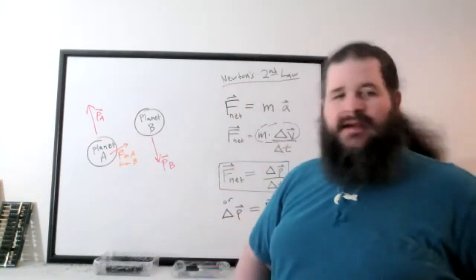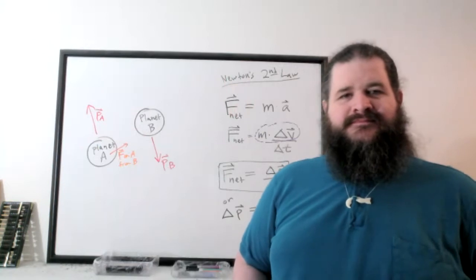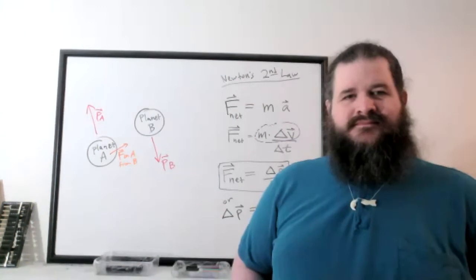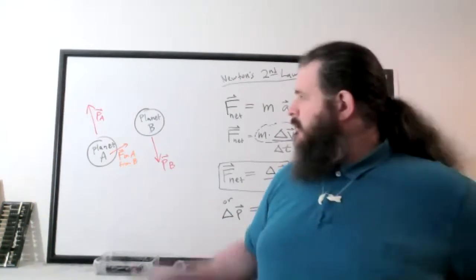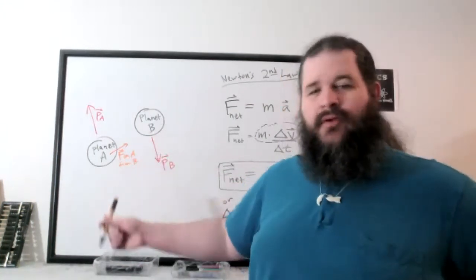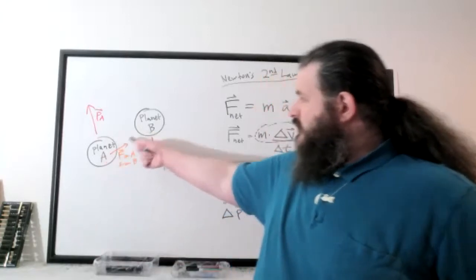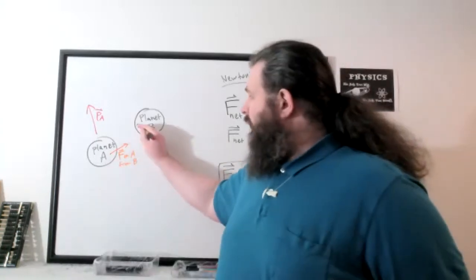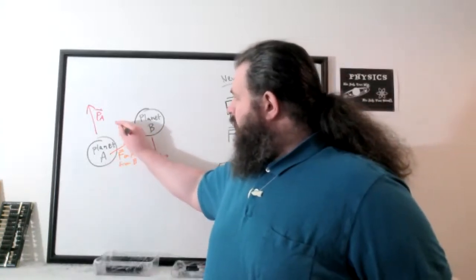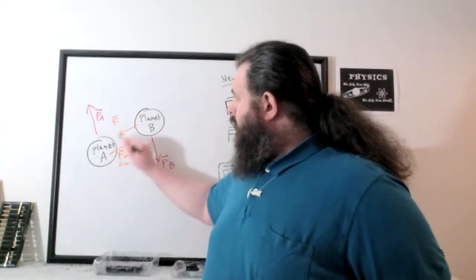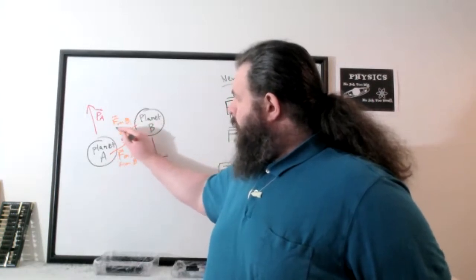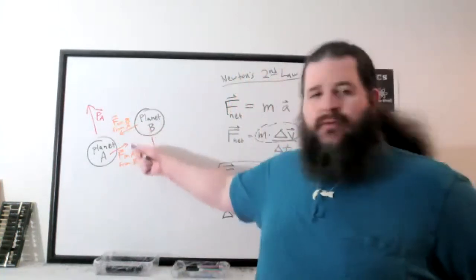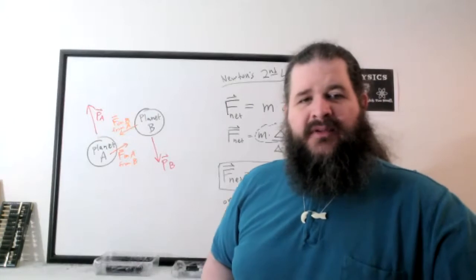But meanwhile, what is planet B experiencing? The opposite. Right. B is going to experience exactly the opposite force. Planet A is gravitationally attracted towards planet B, but planet B is also gravitationally attracted towards planet A. So this would be the force on B from A.